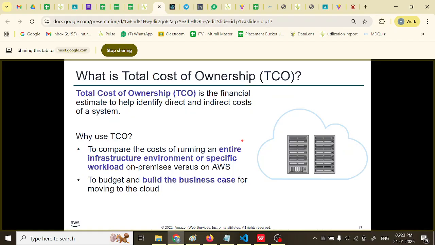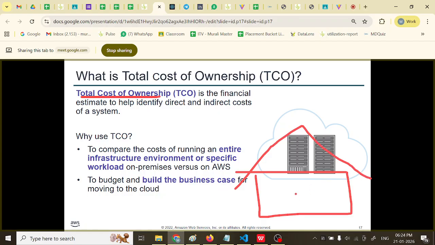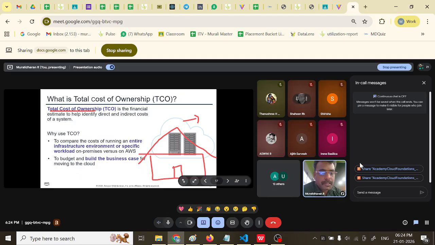Now if you go for on-premises, who will the charge go to? Total cost of ownership is the financial estimate to help identify direct and indirect cost of the system. That is, what are direct costs and what are indirect costs? Let us say you are building a house. For building a house, what is the amount you want actually?